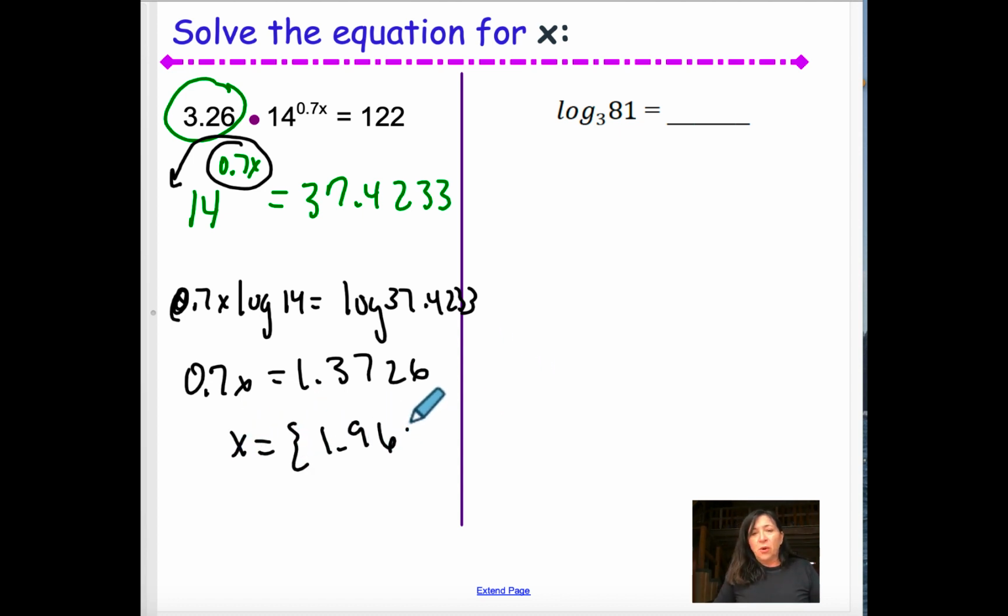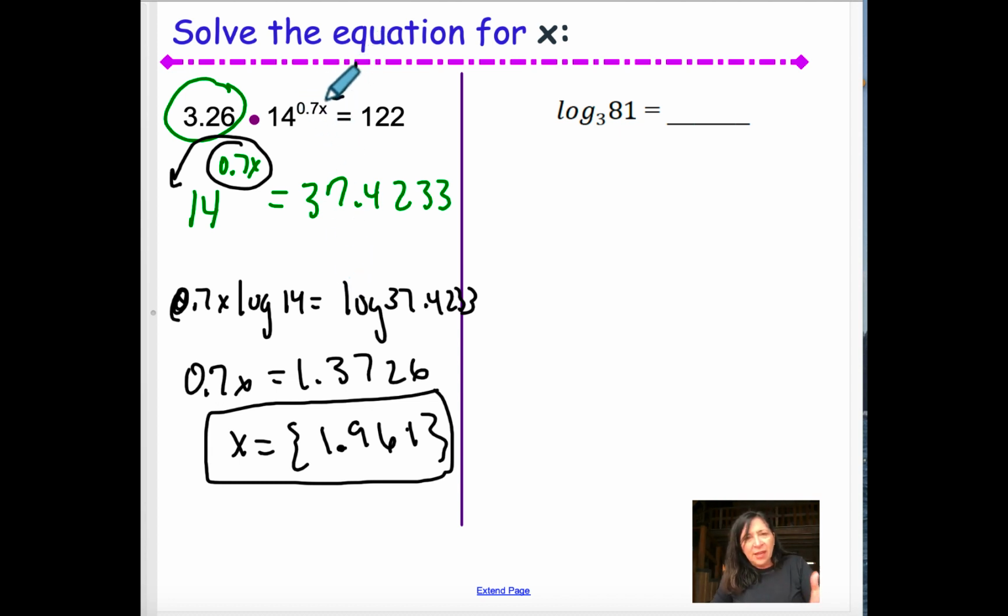1.9608. So just a note, on these problems, you need to make sure that you are getting the right answer, especially if you can check your work. So it's completely fine. You should have enough time, especially during the quiz, to plug this value back in to x and multiply by 0.7, go 14 to that power times 3.26 should yield the 122. If you're not getting that, then obviously you made a mistake and you should revisit that.